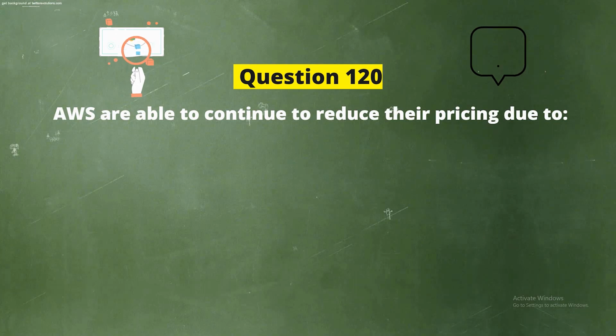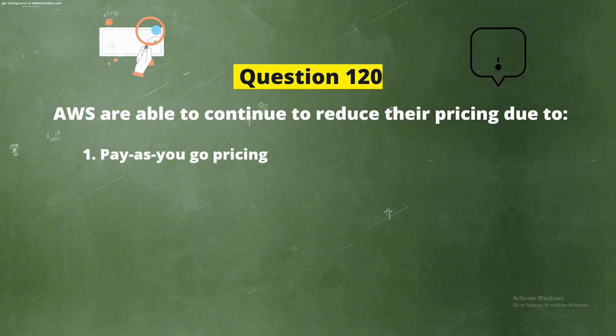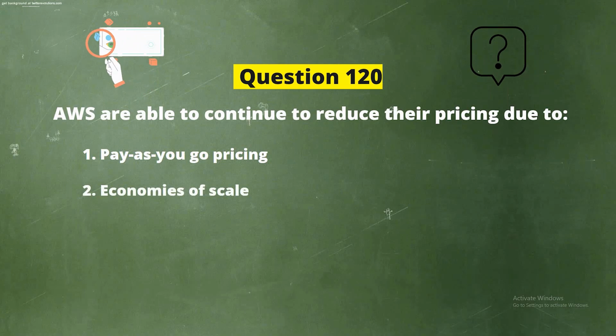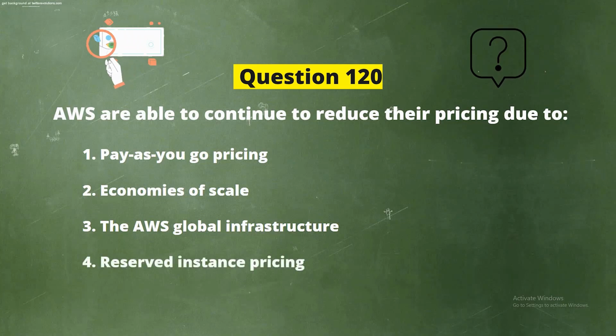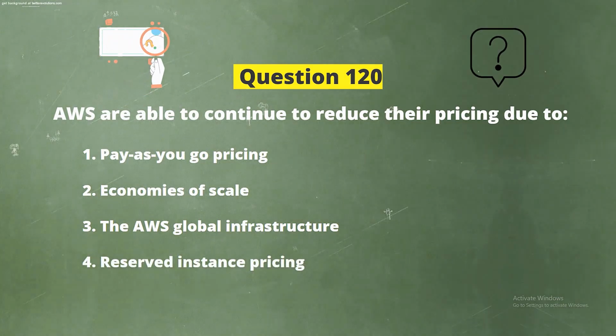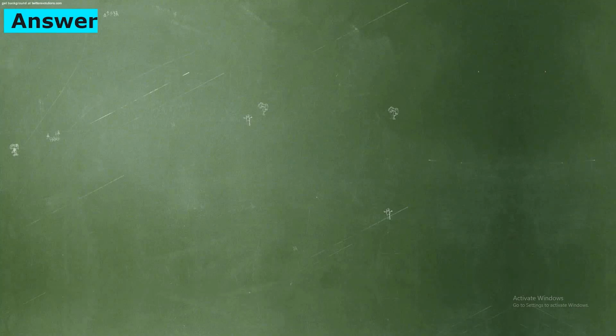Next question. AWS are able to continue to reduce their pricing due to. And the options are: Option 1. Pay-as-you-go pricing. Option 2. Economies of scale. Option 3. The AWS global infrastructure. Option 4. Reserved instance pricing. And the correct answer is Option 2. Economies of scale.